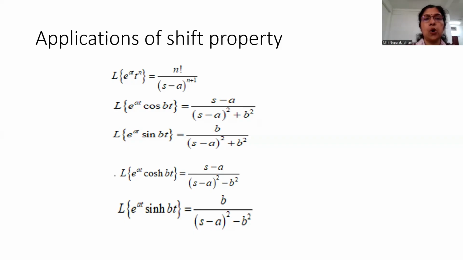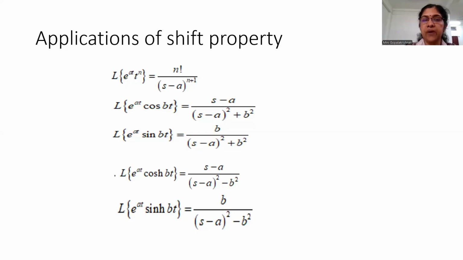Again, L of cos bt will be s by s square plus b square. But when e raised to at comes with the cos bt, the s gets shifted to s minus a. So the Laplace transform of e raised to at into cos bt is s minus a by s minus a the whole square plus b square. Again, when it comes to the sine function, we have L of sine bt as b by s square plus b square.